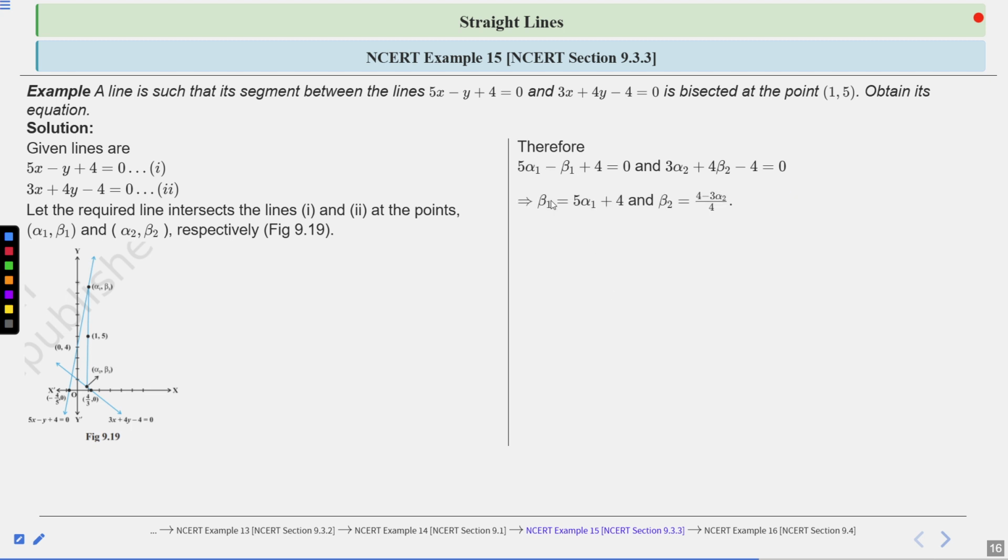So from this equation you can write beta 1 in terms of alpha 1. So beta 1 is equal to 5 times alpha 1 plus 4, and from this equation you can write beta 2 in terms of alpha 2. So beta 2 is equal to (4 minus 3 times alpha 2) divided over 4.